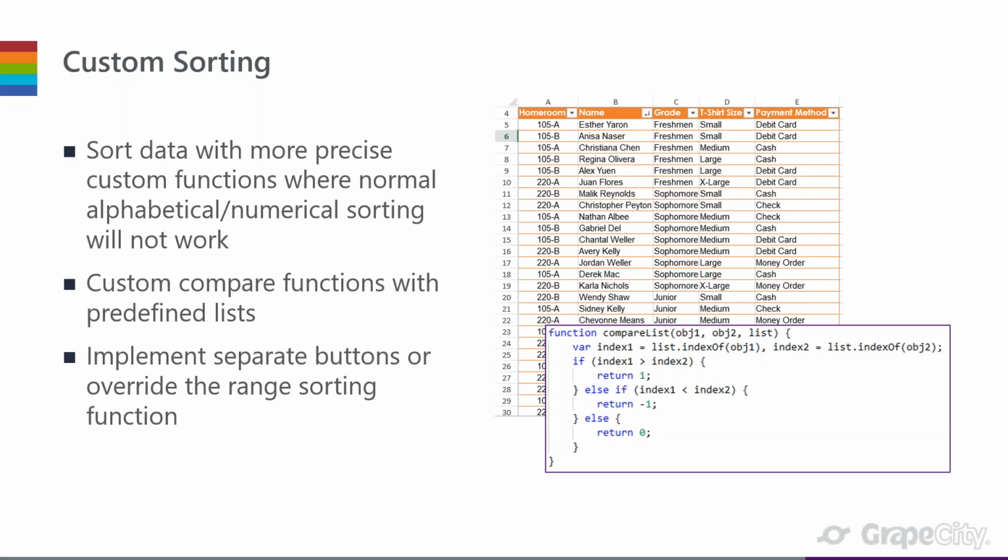Essentially, you would create a custom compare function with a predefined ordered list, and this can be used in custom buttons or to override the range sorting function.